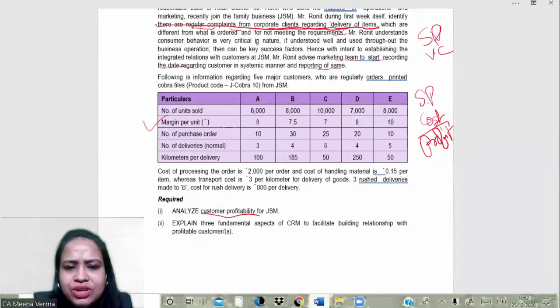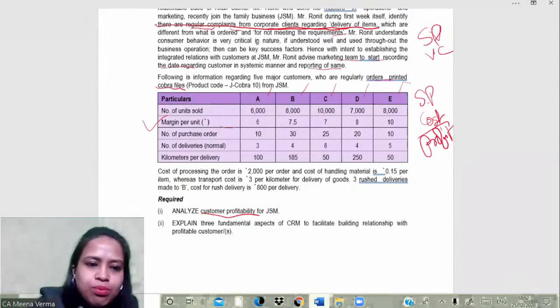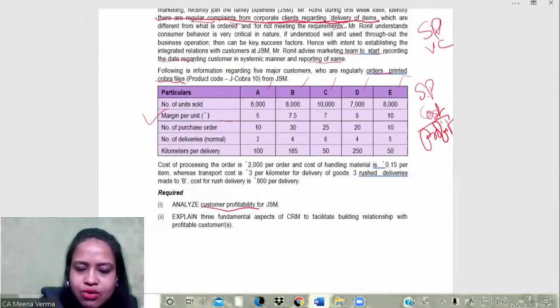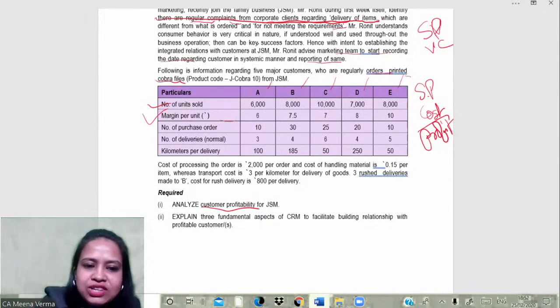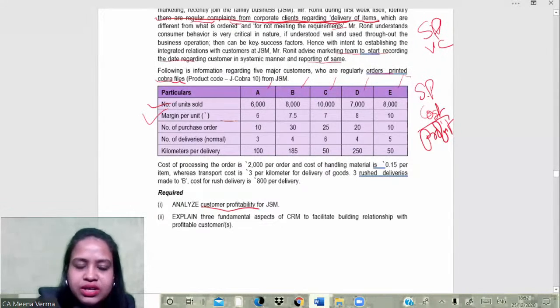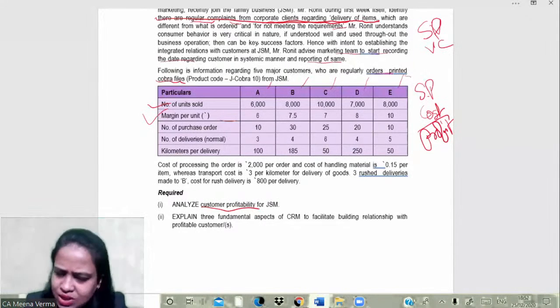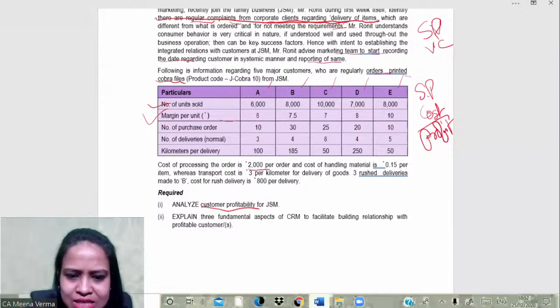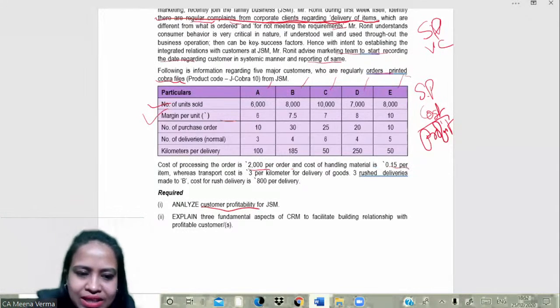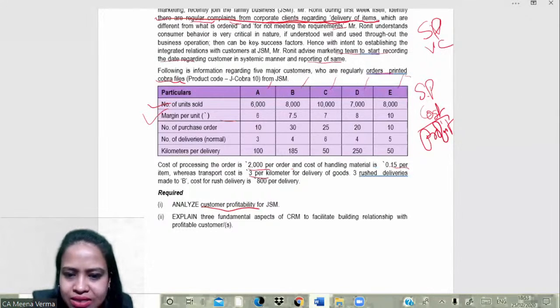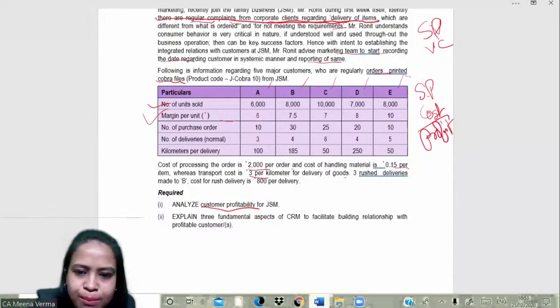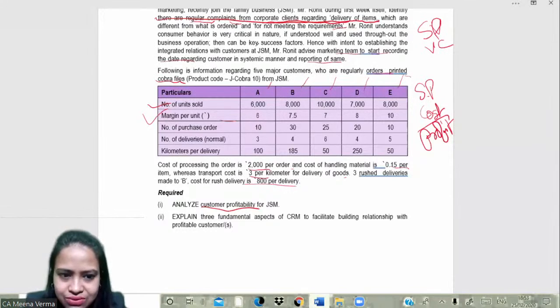Now the following is some information regarding the 5 major customers of the company who regularly order printed cobra files. So there are 5 customers, A, B, C, D, E, who regularly order these cobra files. Now we have this information: number of units they are selling to them, margin per unit, number of purchase orders, number of deliveries and kilometers per delivery. The cost of processing the order is this per order, the cost of handling the material per item is this, whereas the transport cost is this for delivery of goods. 3 rush deliveries were made to B, and the cost of rush delivery is this. All this information we have here.